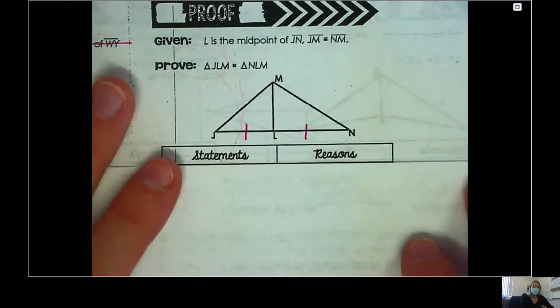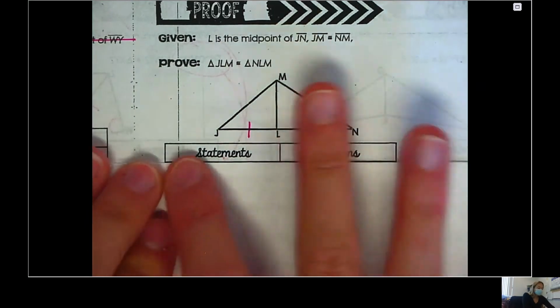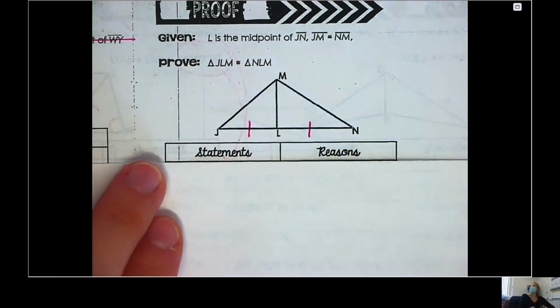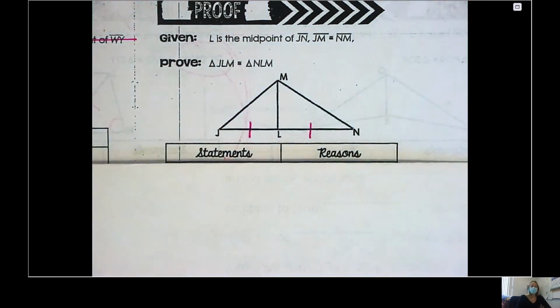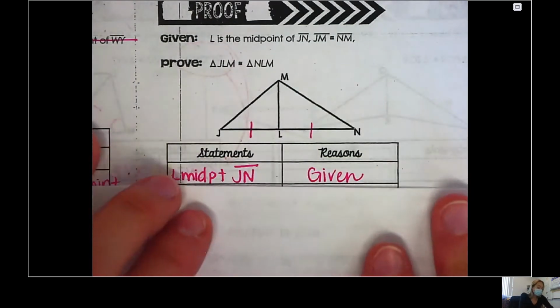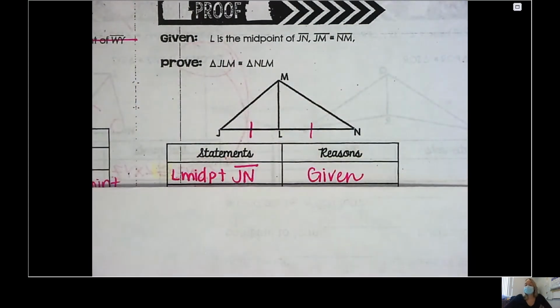All right. So statements and reasons, we're going to walk our way through. If you went in a little bit of a different order than what I did, that is totally okay, as long as your statements and reasons match up. Number one, first statement and first reason. Luis, first statement, first reason, what'd you got? JN, and then what was your reason? Given. Beautiful. Okay, first piece of information is given to you.